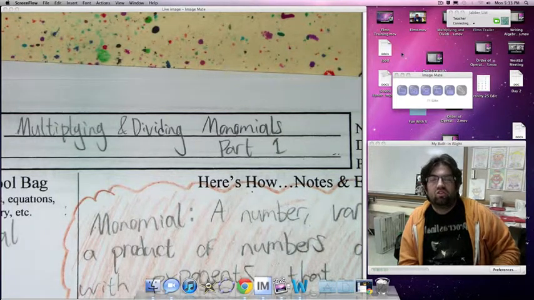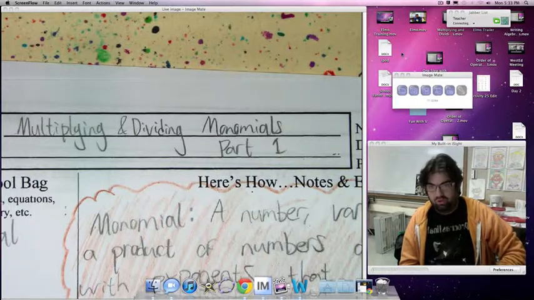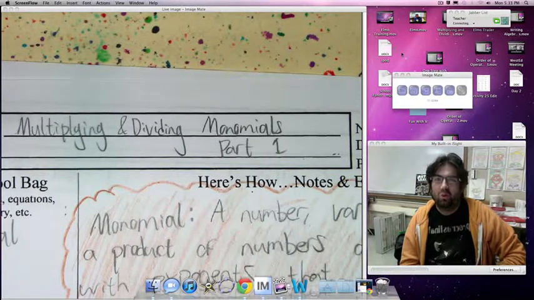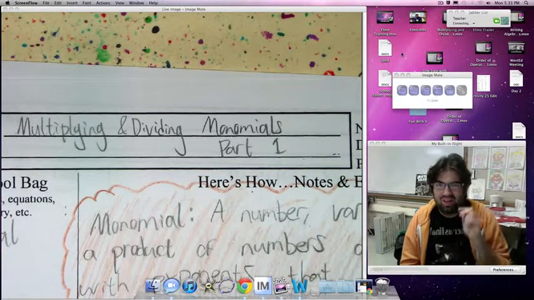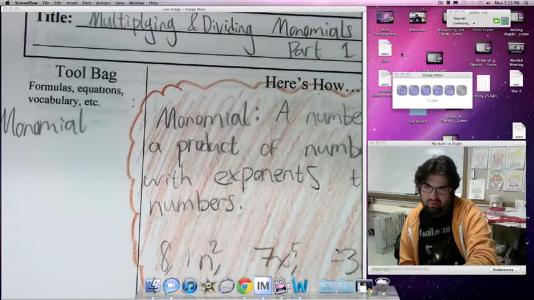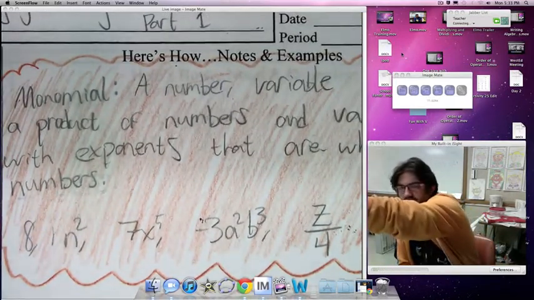Hi, this is the first part of multiplying and dividing monomials. So, your first question might be, what's a monomial? And that is a great question. So, that's also my vocabulary tool bag. Here's the definition and here are some examples of what a monomial is.